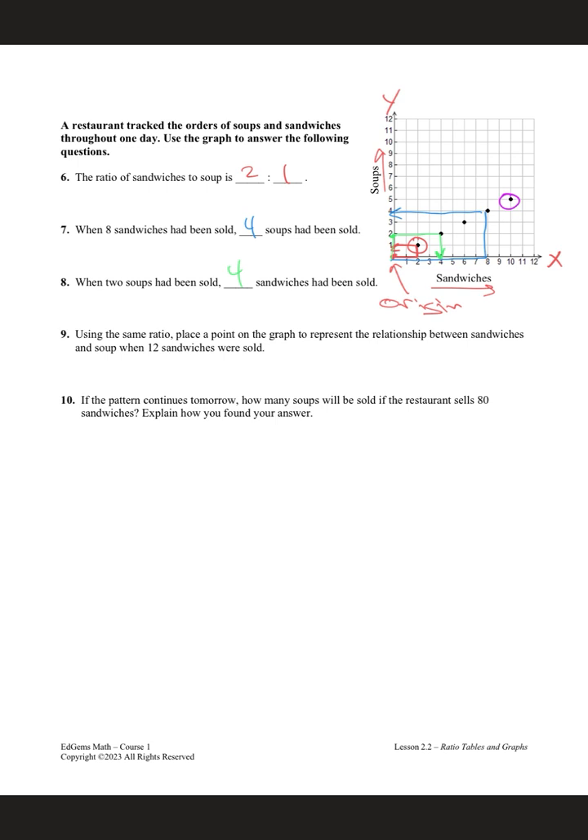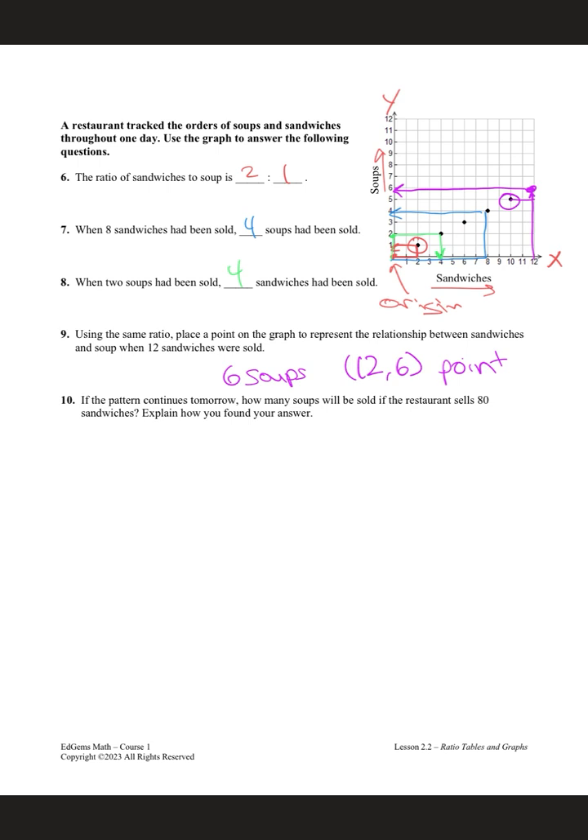If my ratio is 2 to 1, I'm going to go 2 to the right. So 2 sandwiches for every 1 soup. Where do I end up? When I sell 12 sandwiches, I go all the way to the left, 6 soups. When I rewrite this as a point, here's how I would write it. For 12 sandwiches that were sold, there were 6 soups that were sold. And those are the coordinates for my point.